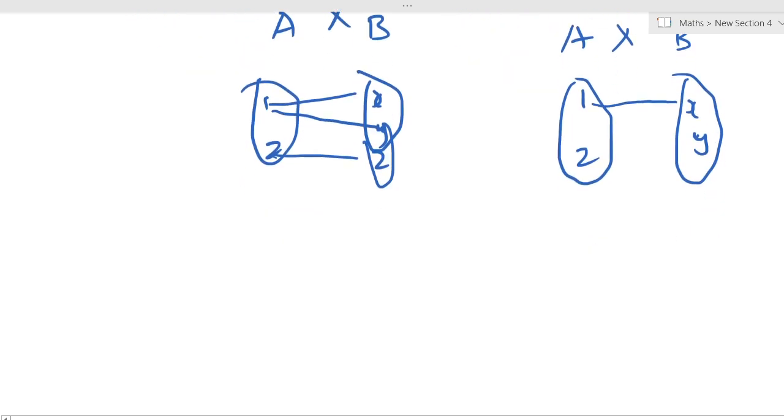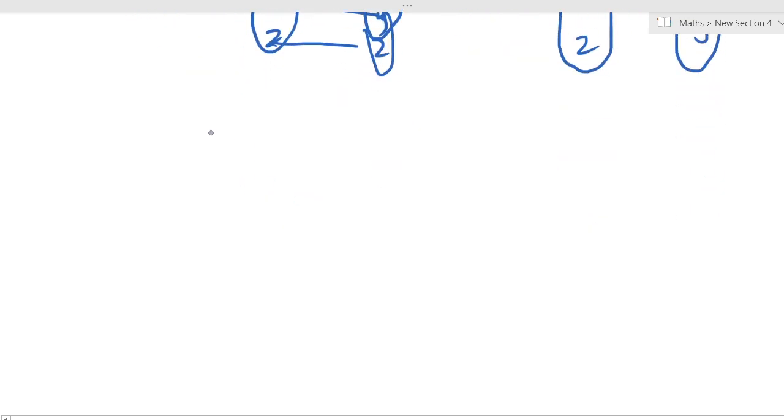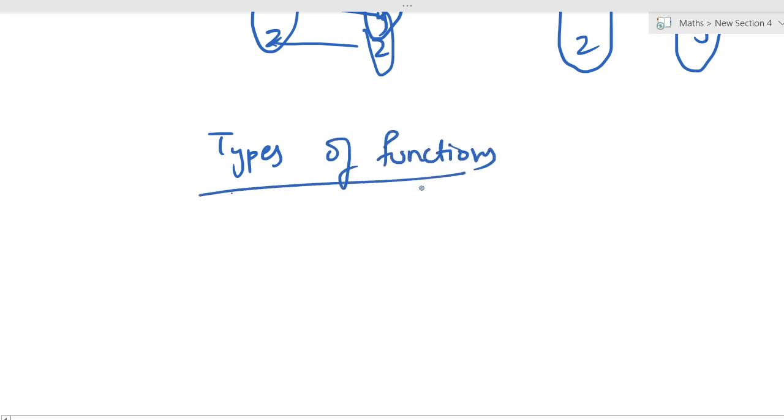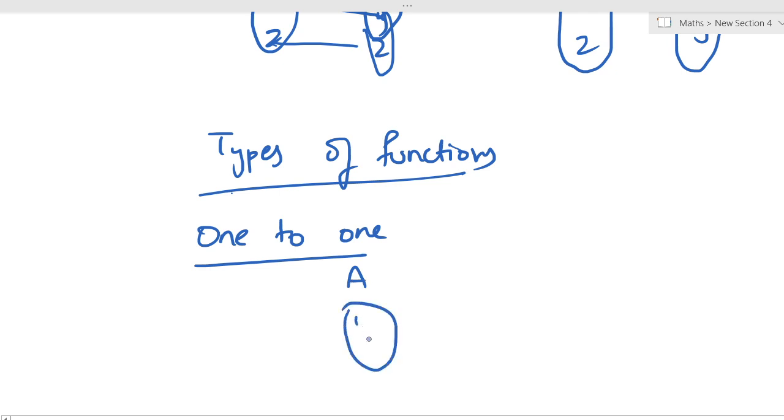And we'll discuss types of functions. One-to-one function. If one element of A corresponds to only one element of B, it is one-to-one.